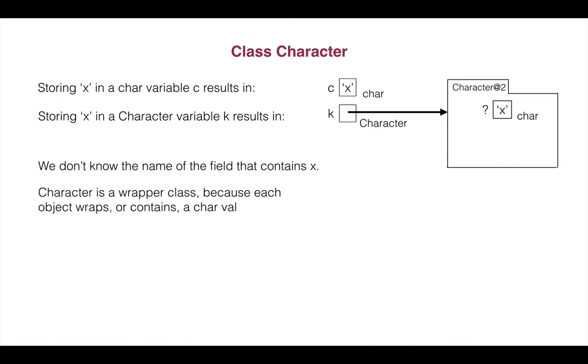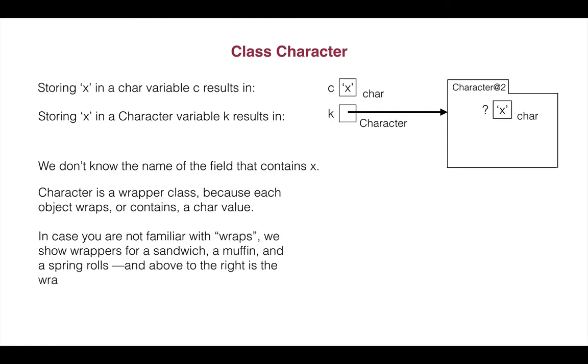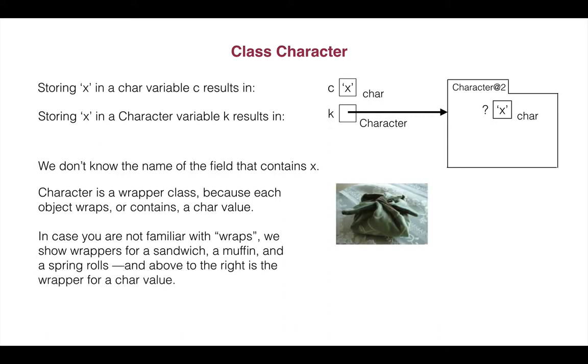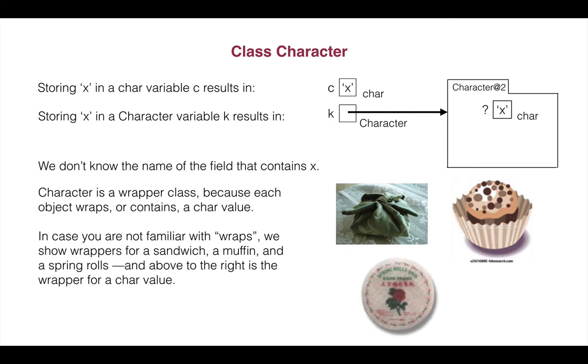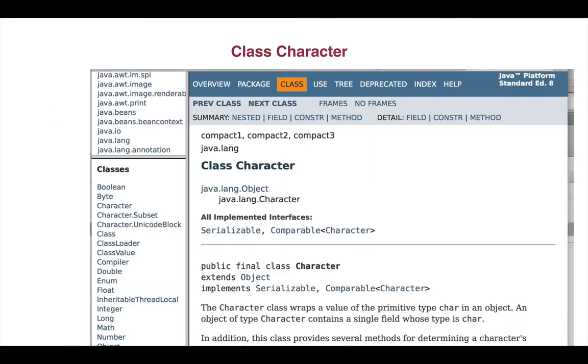Class Character is called a wrapper class because each object of the class contains, or wraps, a character variable. If you're not familiar with wraps, we show you some more. The object is immutable. The value of its field cannot be changed. We now use the API specification of class Character not only to see what class Character has to offer, but to explain the general format of these API specs.